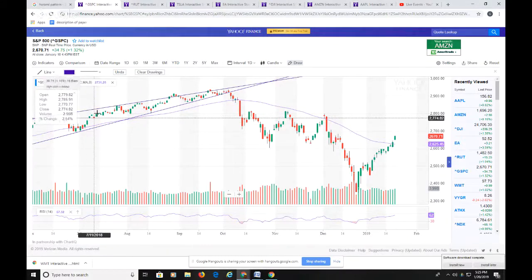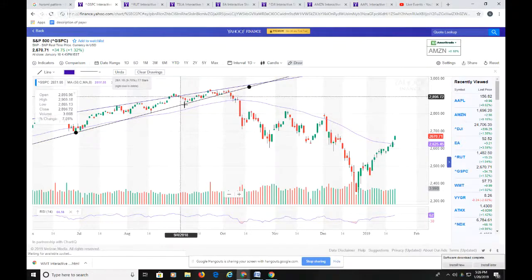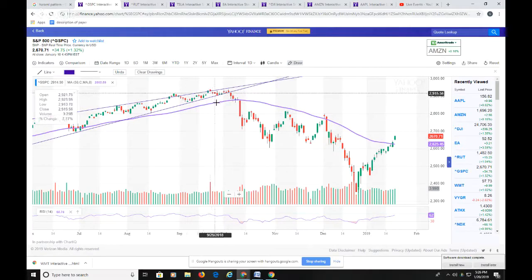On the higher ascending trend line, I'm looking to connect the highs of the day, high of the day, high of the day, and so on.